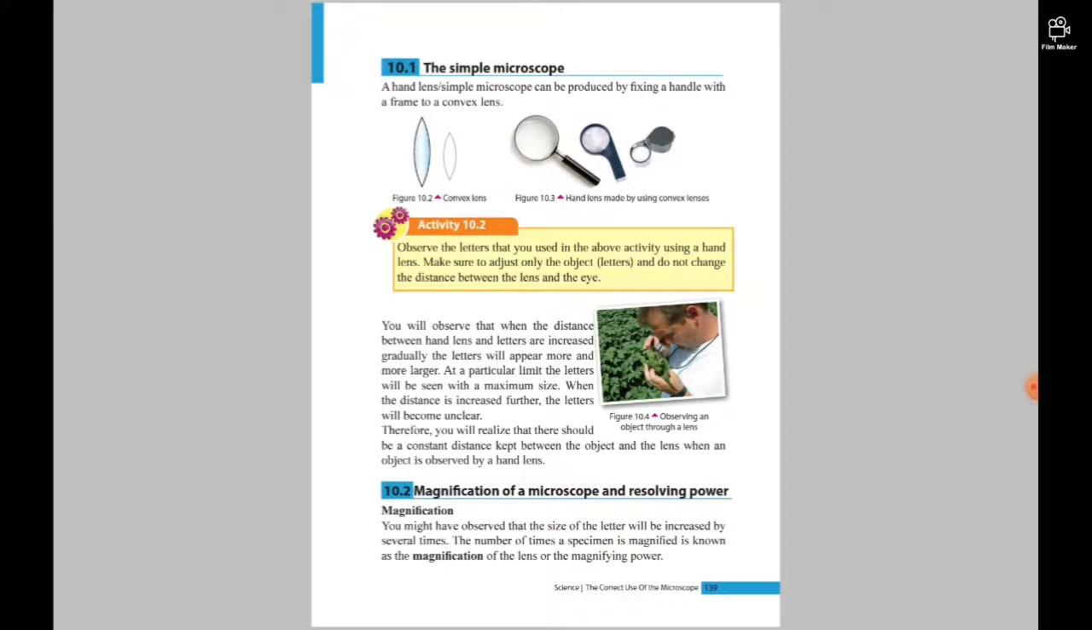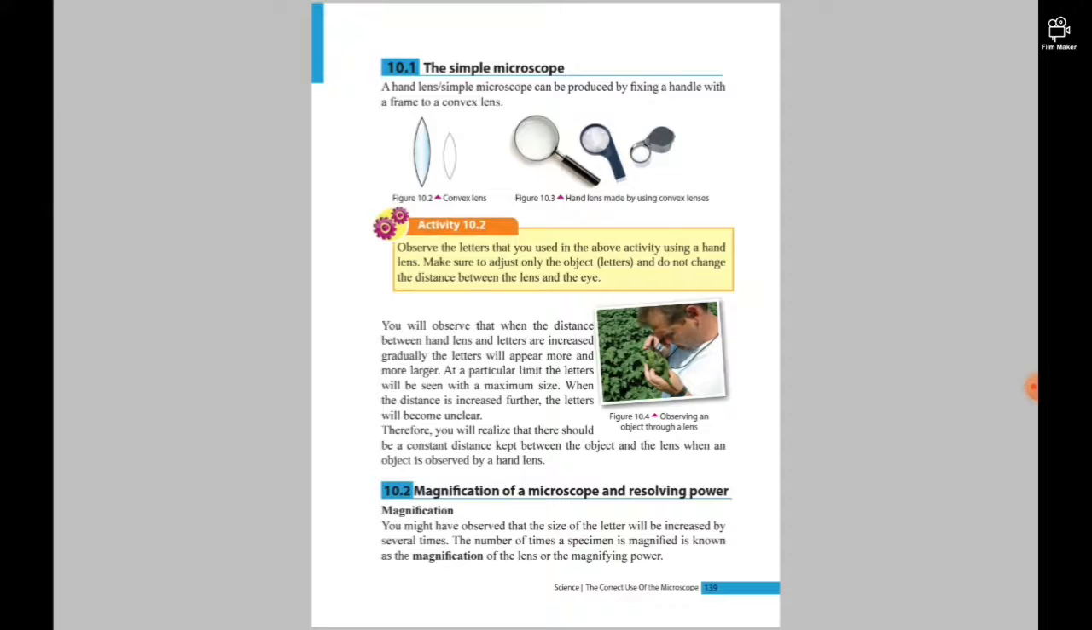So 10.1 is the simple microscope. Let's see. A hand lens, a simple microscope, can be produced by fixing a handle with a frame to a convex lens. A hand lens can be produced by fixing a frame to a convex lens. So it has to have a handle too. Then you have figure 10.2, a convex lens.